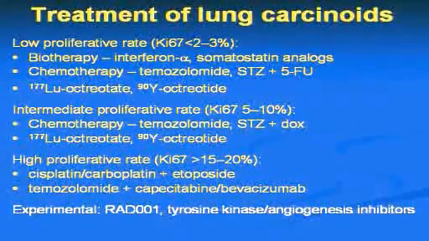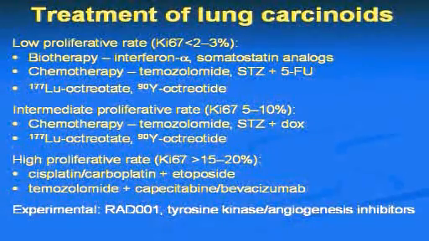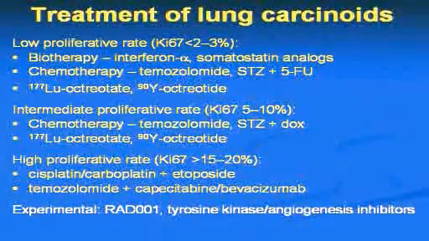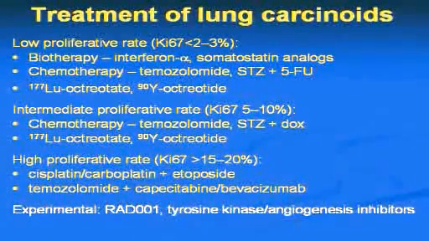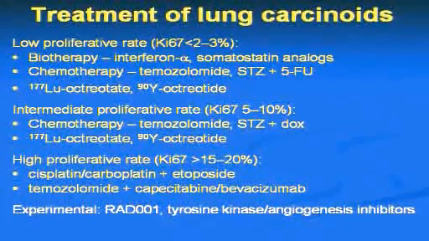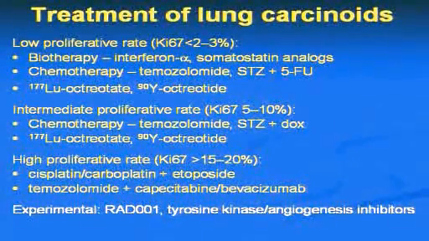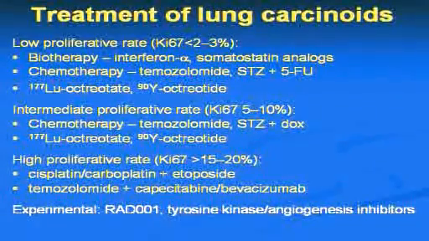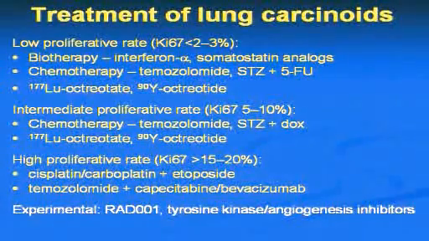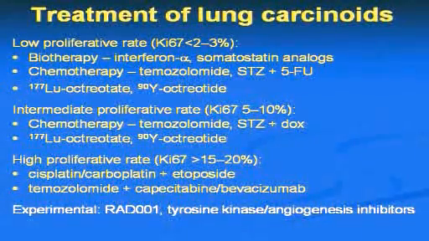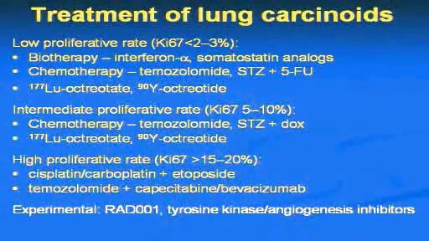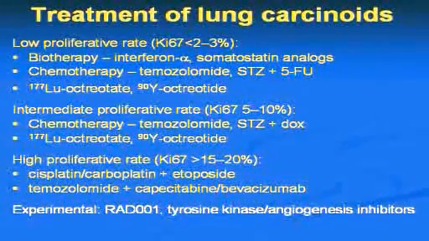Intermediate proliferative activity patients, Ki67 5 to 10%, chemo, temozolomide, streptozotocin plus doxorubicin or 5-FU, or lutetium or yttrium, and patients with high proliferative rate should have platinum-based chemotherapy as first-line treatment, or maybe temozolomide combined with capecitabine and/or bevacizumab. And the experimental treatments consist of everolimus and the tyrosine kinase inhibitors, or the angiogenesis inhibitors.